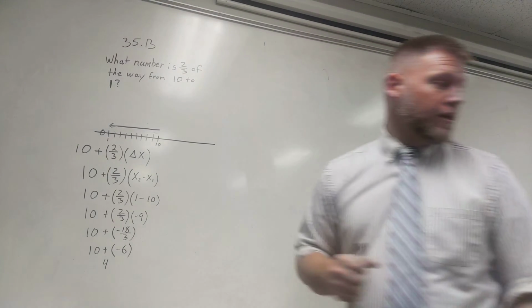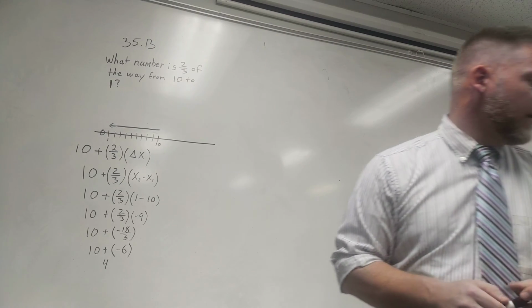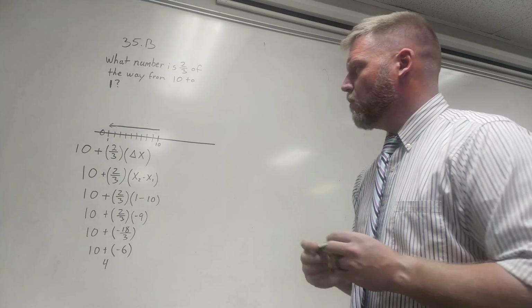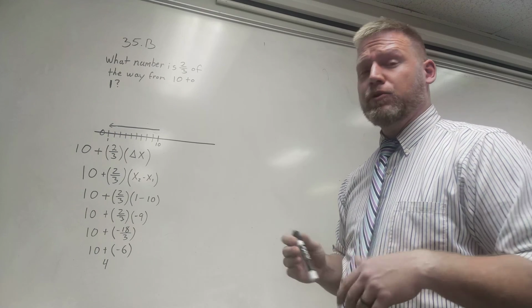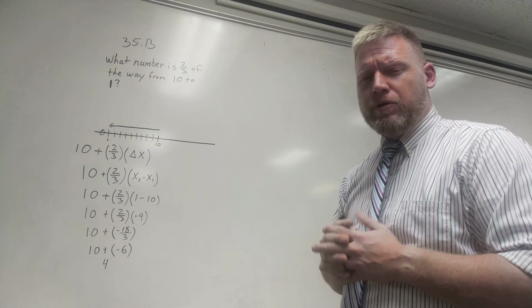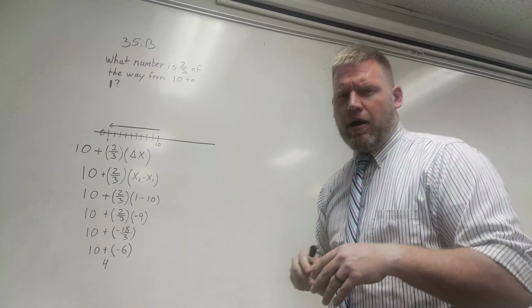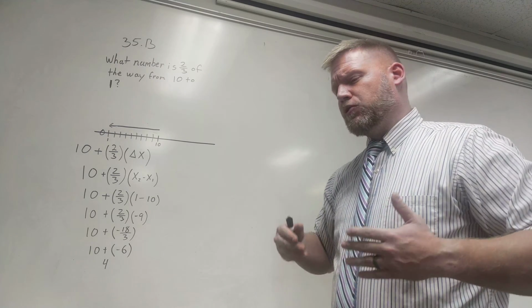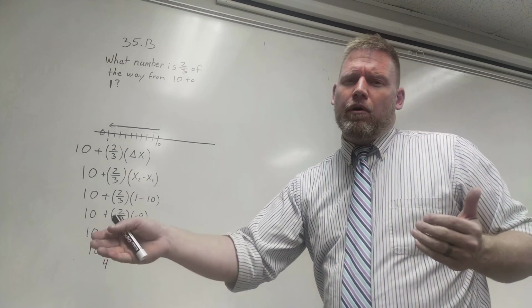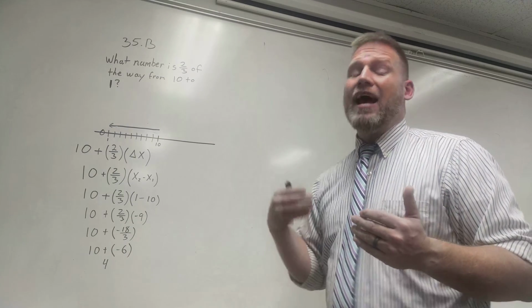35B is part of the lesson that's called the name of a number. And what we're looking for here is a certain portion of the way. If I were to say, where would I be if I was driving from here to Walmart? How far would it be if I went half of the way?